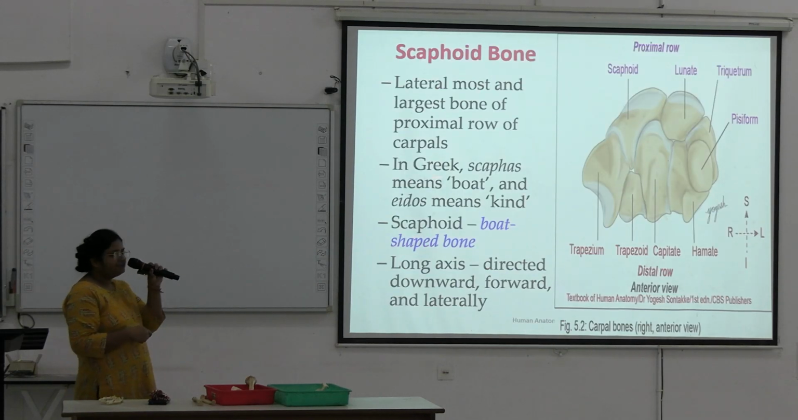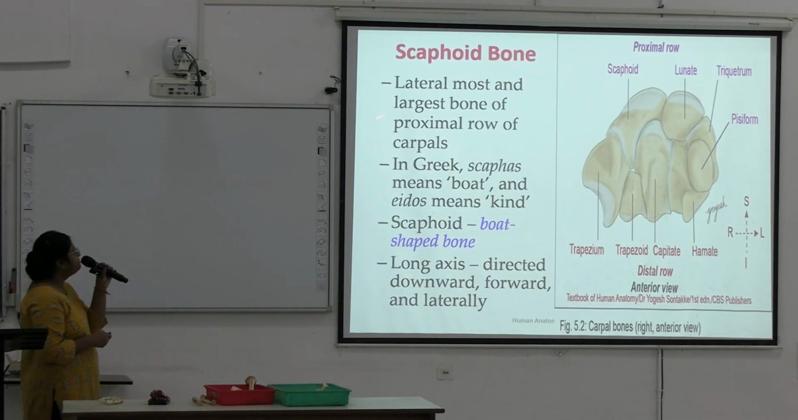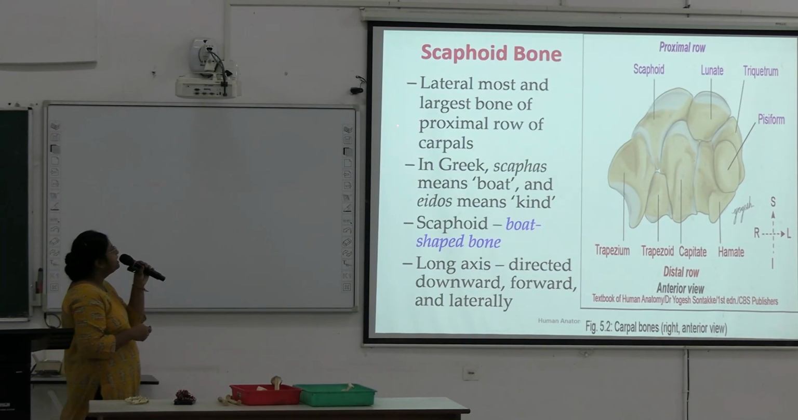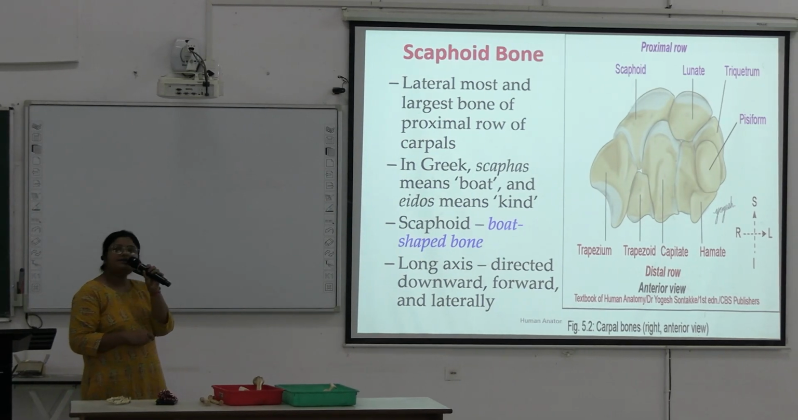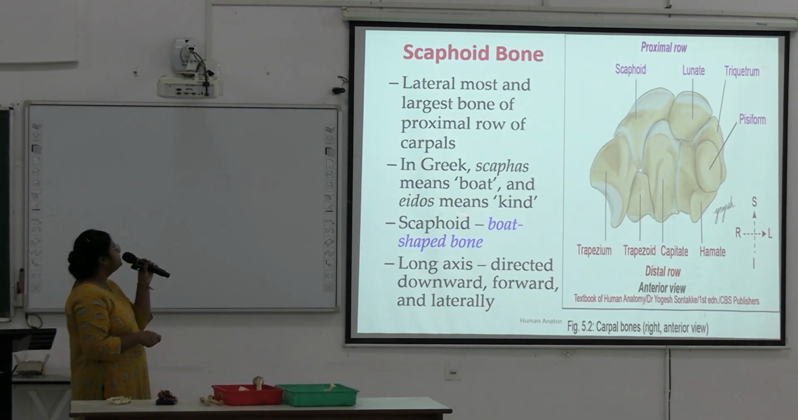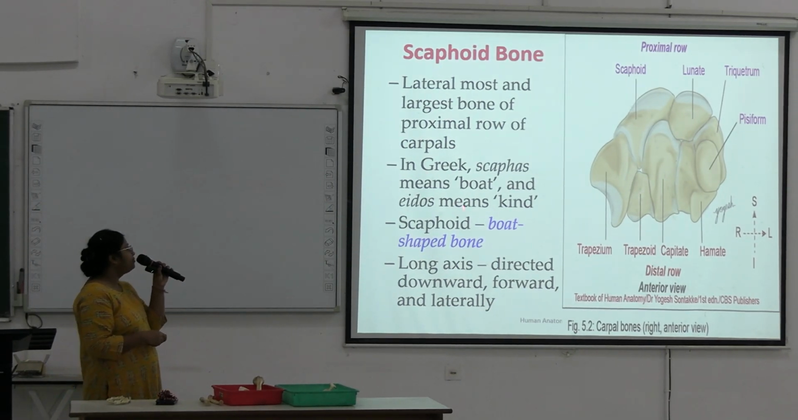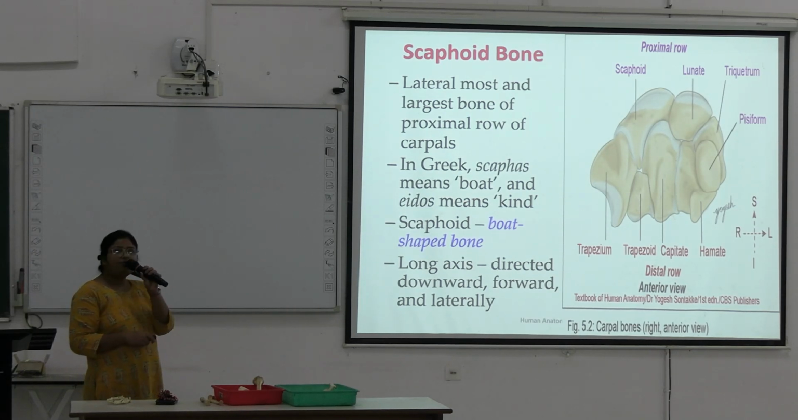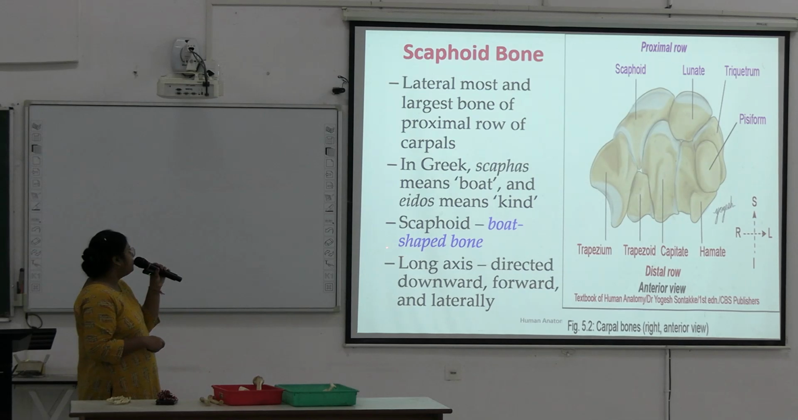So we will discuss individual carpal bones. Scaphoid is the lateral-most and largest bone of the proximal row of carpal bones. In Greek, scaphos means boat and idios means kind, so scaphoid is a boat-shaped bone. The long axis is directed downward, forward and laterally. See here, this is the scaphoid. So the long axis is directed downward, forward and laterally.